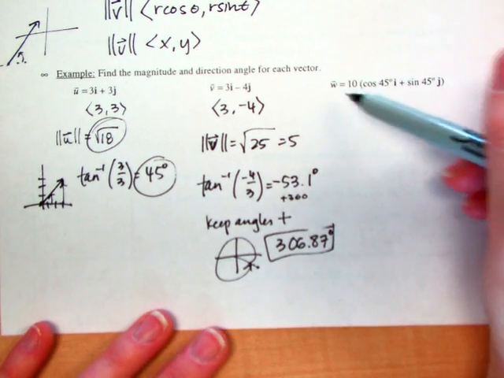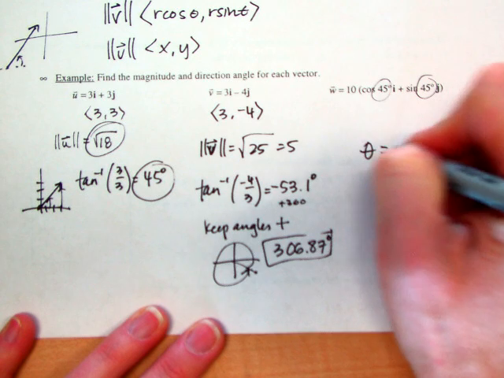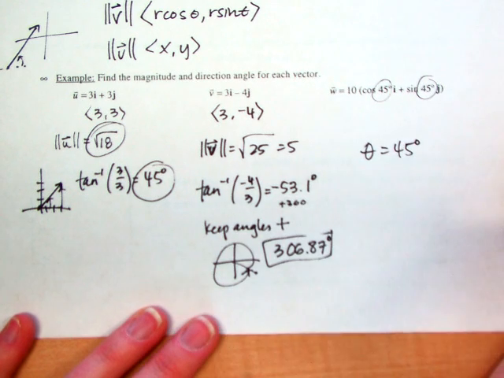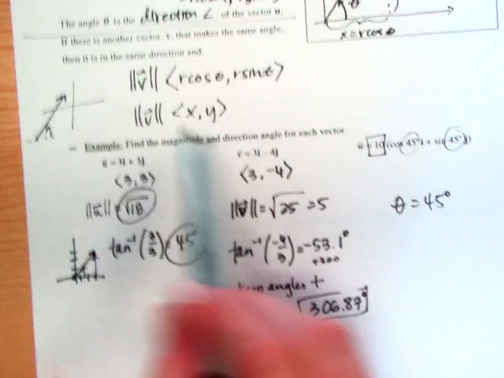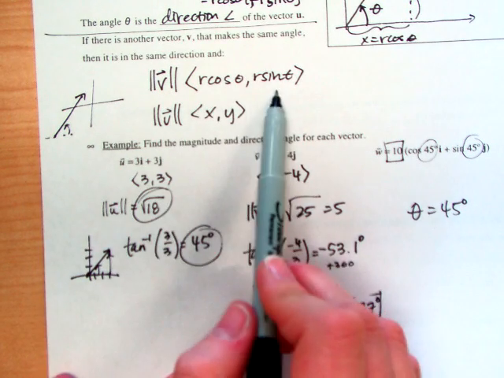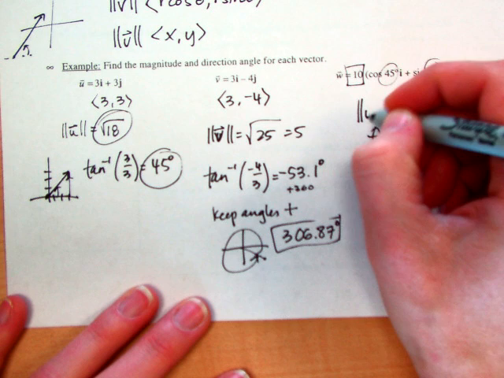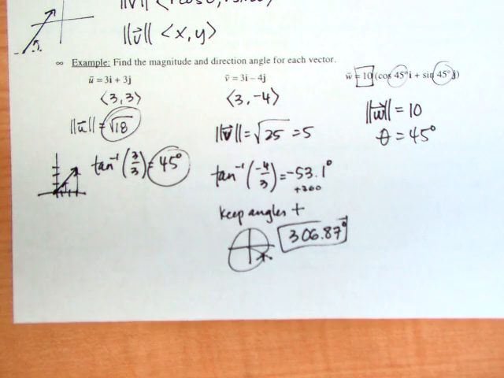Last one, it kind of has it all tied in here. If you look close, you can see the angle. So that's my theta, I didn't have to do anything for it. And my magnitude will be that number out in front. We just covered that up here, saying that magnitude will be in front of my sines and cosines. So magnitude is 10. So that's how you can do magnitude and direction angle.